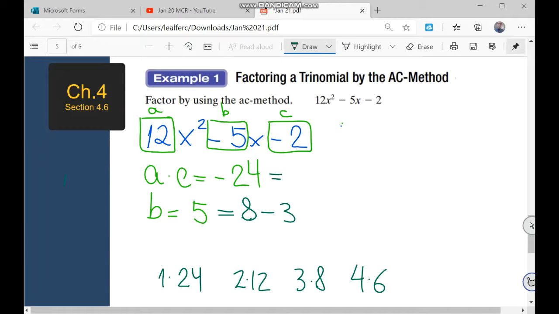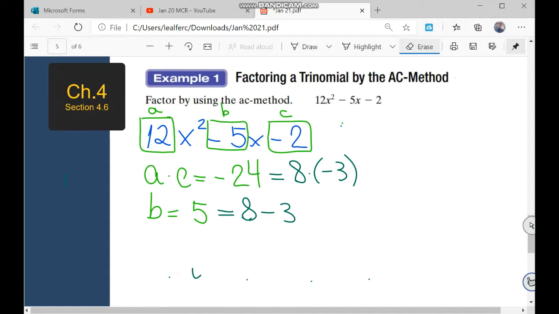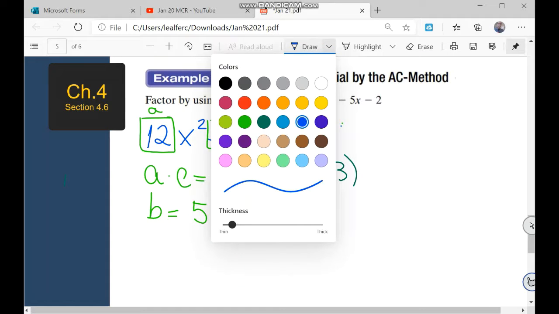And then we can multiply 8 times negative 3. Those are the two numbers that we can find, whose product is A times C, and the sum is equal to B. Now we're going to rewrite the polynomial using these two numbers.